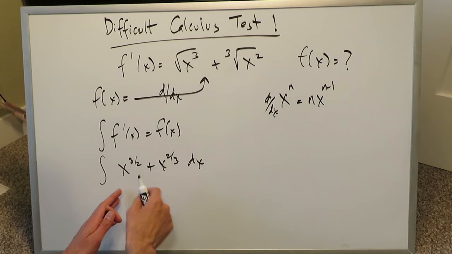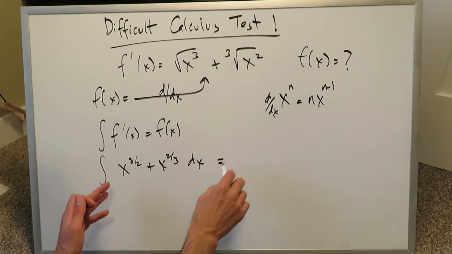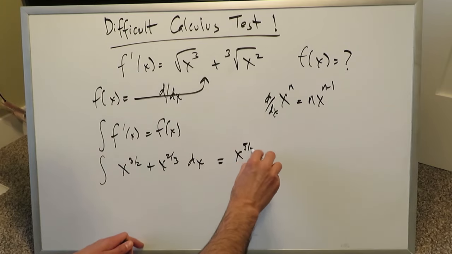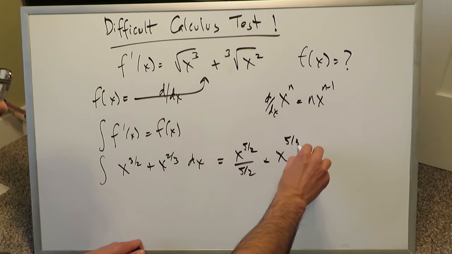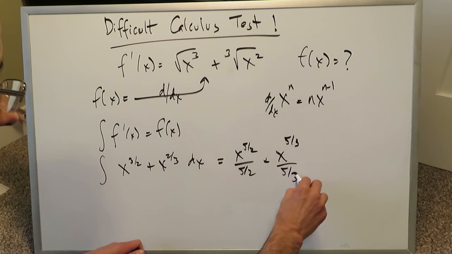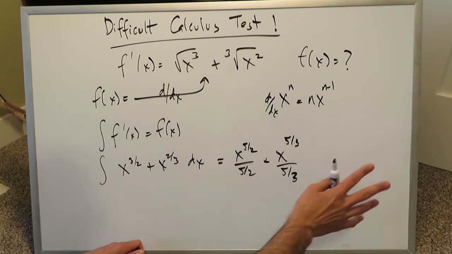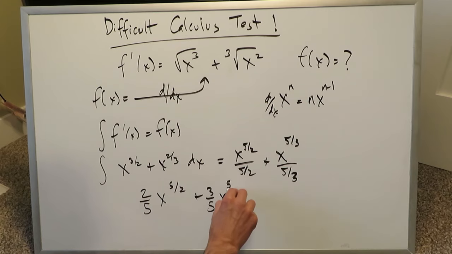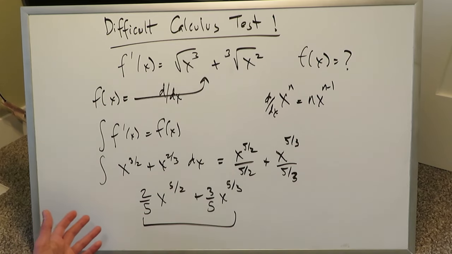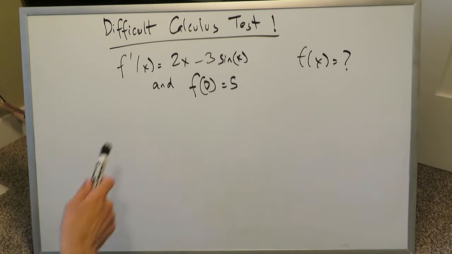You're doing the integral of this using the n plus 1 divided by n plus 1 rule, and you'll get to your answer. This will become x to the 5 over 2 over 5 over 2, and this here will become x to the 5 over 3 over 5 over 3. When you simplify this, we're not talking about the constant of integration here, but we're just looking at this. You would get 2 over 5 times x to the 5 over 2 plus 3 over 5 times x to the 5 over 3, and this answer is done much more simply without even having to think about reverse thought processes.